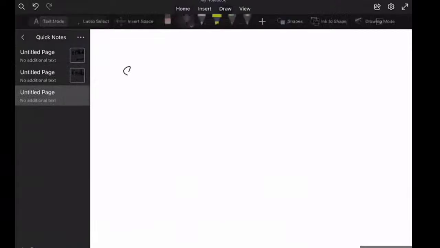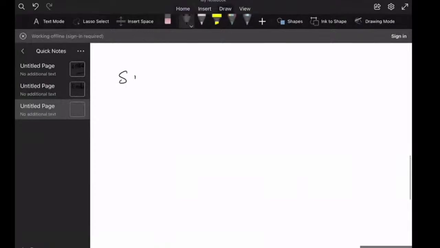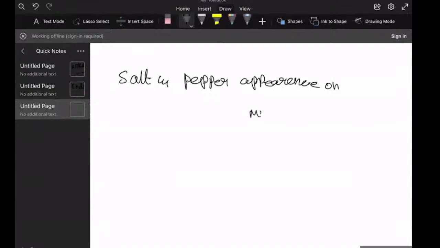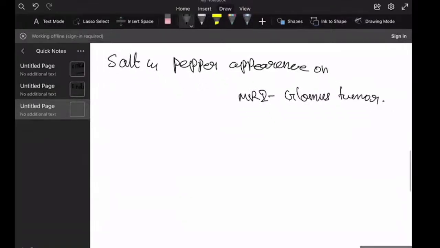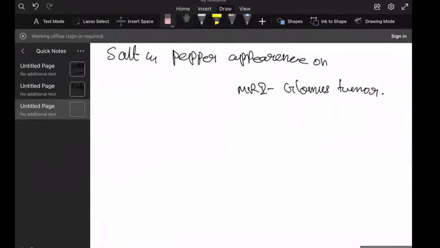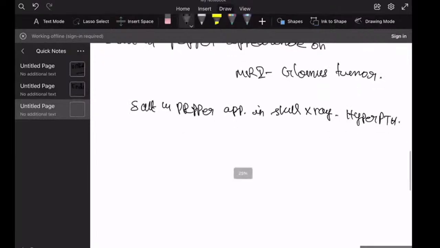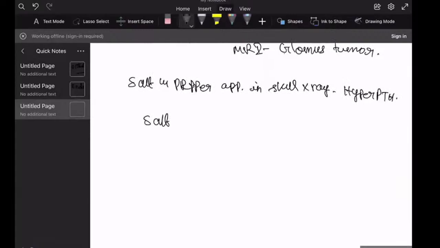Okay. Salt and pepper appearance on MRI is seen in glomus tumor. Either they can give you the image and ask, or they can ask just a theory question. Salt and pepper appearance in skull X-ray, hyperparathyroidism.